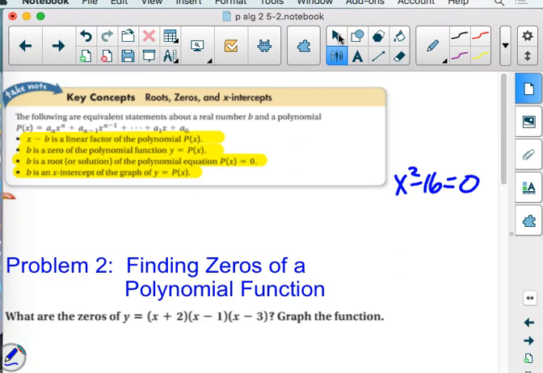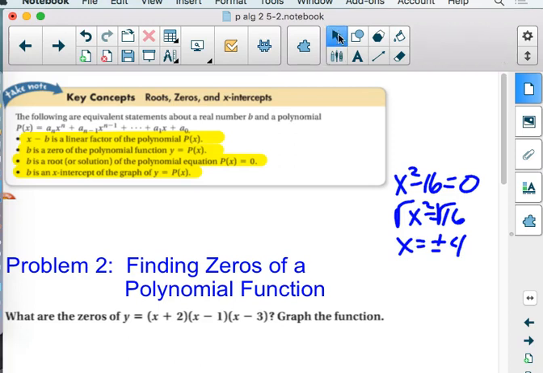Because if I ask you to solve that, some of you would factor it and do x plus 4 and x minus 4 and find the zeros. But some of you would say, I'm going to add 16 to both sides, and then I'm going to take the square root. So x equals plus or minus 4. So that's why they're not just called solutions. They could also be called roots, using it that way. So all of these things are found the exact same way. We factor, and we find the zeros. That's why they're equivalent. They're just used for different things.